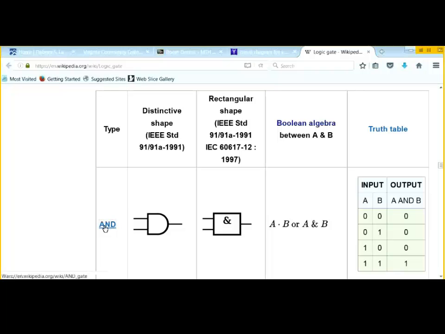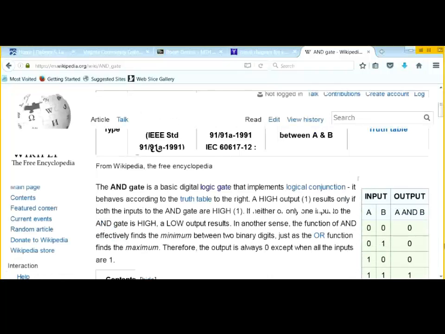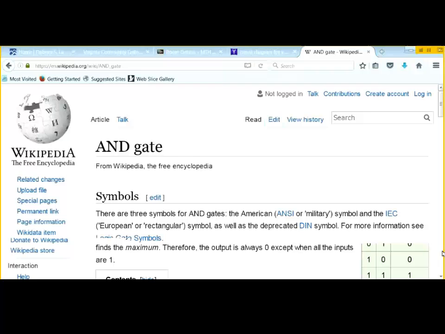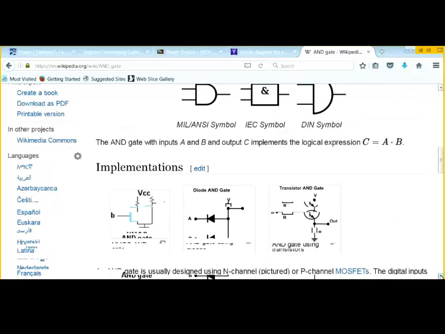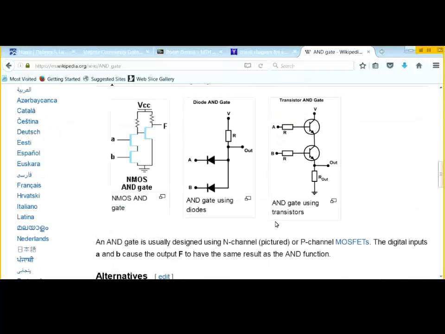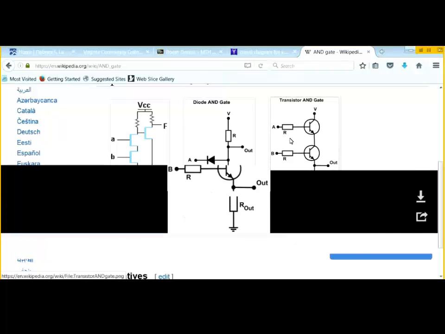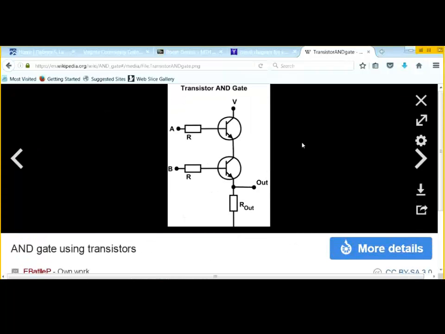So let's click on one of these specific ones. Let me pick that one out. This is actually what the AND gate would look like. This is the electric circuit. These R's stand for resistance. They're little elements that control the amount of flow of electrons.